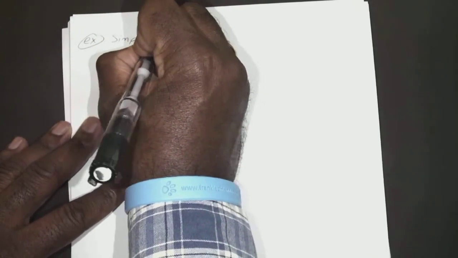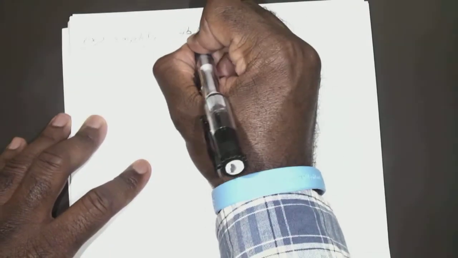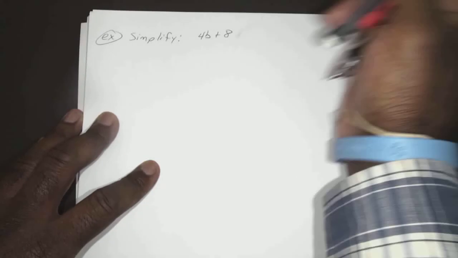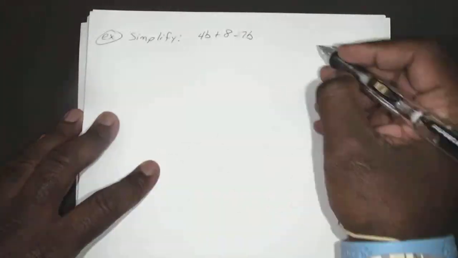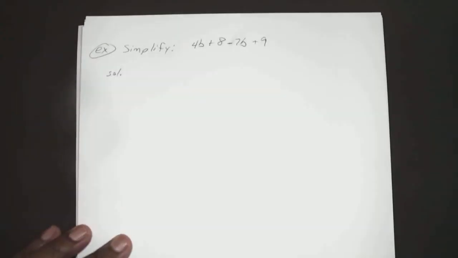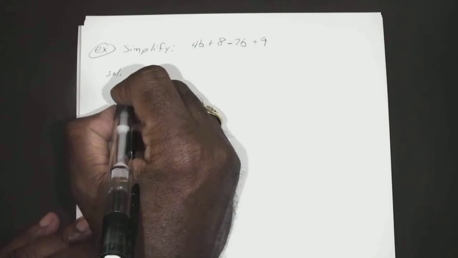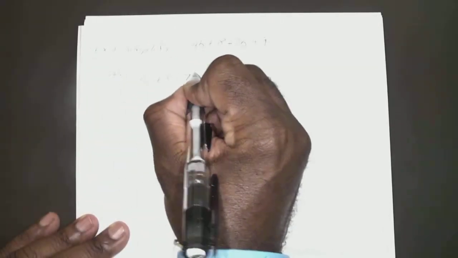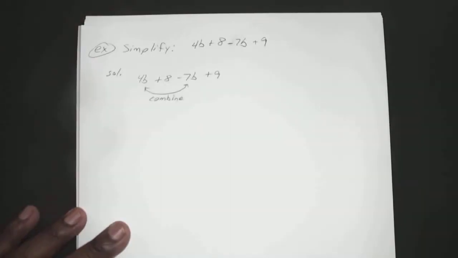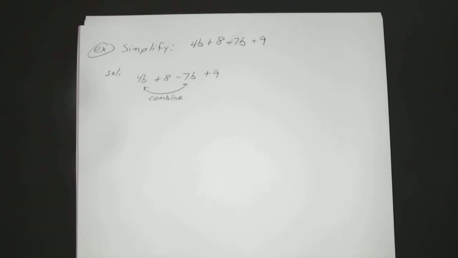Okay, so let's say, for example, if you want to simplify 4b plus 8, better yet, make that a minus 7b plus 9. All right, so just like you would with the x, you can only combine the terms with b since they are the same. So let's have 4b plus 8 minus 7b plus 9. You can only combine those two as far as variables. Now, since the 8 and the 9 are just plain numbers, you can combine those also.